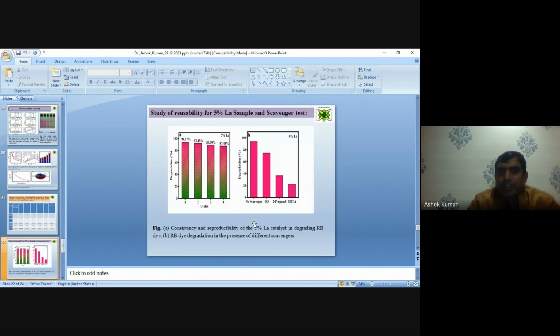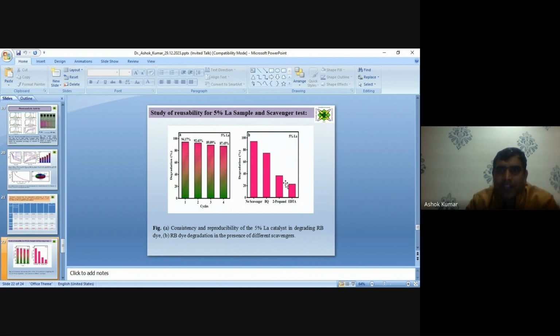Again, we have studied the reusability of these nanoparticles. For the sample with 5% lanthanum, we performed the reusability test for 4 cycles, and we can see that in the 4th cycle we are also getting 87% degradation of rose Bengal dye using these nanoparticles. And this is another test, a scavenger test performed with benzoquinone, 2-propanol and EDTA.